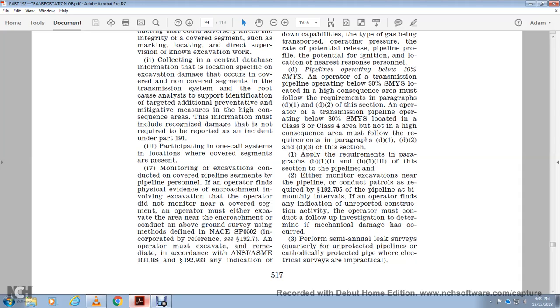Participation in one-call locating, and in some of the monitoring of excavation for the covered pipelines over the pipeline. The person with the operator found with physical evidence of encroachment involved with the excavation where the operator did not monitor the covered segment, the operator must see if there is excavation near the encroachment of the connection, above-ground survey. The method of NACE SP0502, incorporated by reference in 192.7, the operator must excavate and remediate, and ASME B31.8.